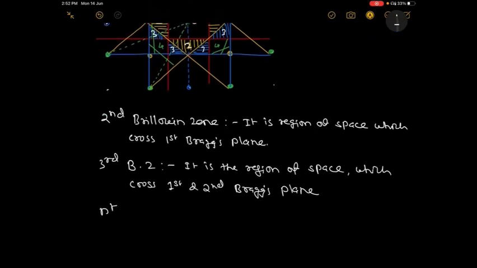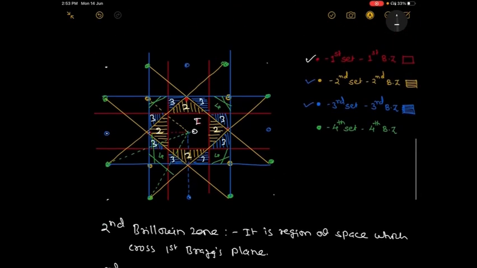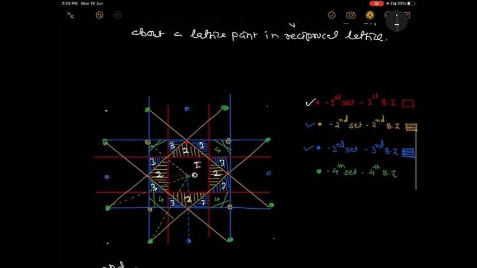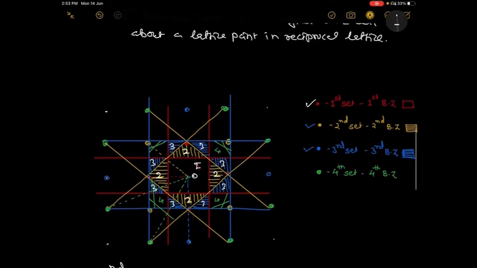Similarly, we write the nth Brillouin zone. It is also the region of the space which crosses n-1 Bragg's planes. And these are the simple construction of Bragg's planes by using the reciprocal space lattice.